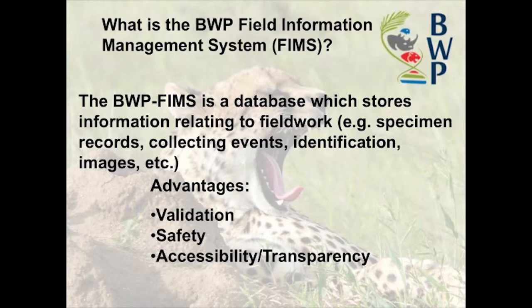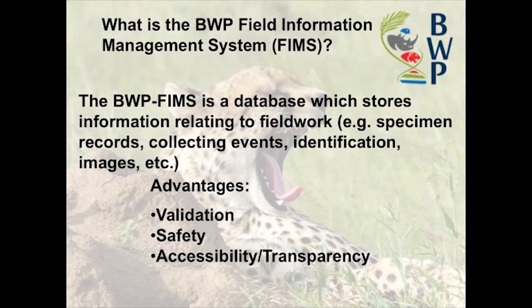To begin, let's briefly describe what the BWP Field Information Management System is and the advantages to using it. The BWP FIMS is a database storage system or a data repository where all BWP field data is held. The advantages to using the BWP FIMS over a traditional spreadsheet are: the BWP FIMS gives you the ability to validate your field data. This means that when you are uploading your field data to the FIMS, you can confirm that not only are your entries in the correct format, but also that you have entered all of the required field data that are needed to meet the BWP barcoding standard.